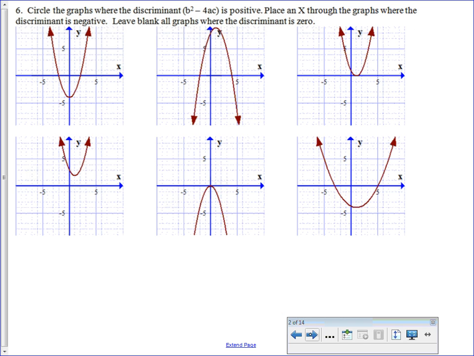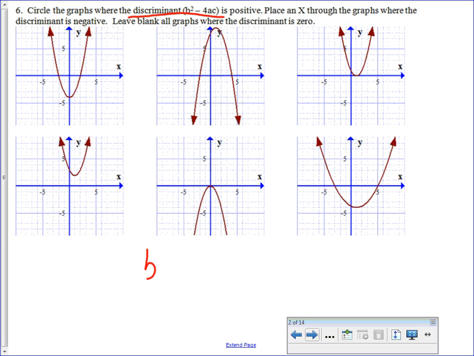And we can get the other values that we need to graph off our table of values there. All right, for this one, circle the graphs where the discriminant is positive. Place an x through where the discriminant is negative, and leave blank all graphs where the discriminant is 0. So basically what they're asking you to do is to link this to the number of solutions.